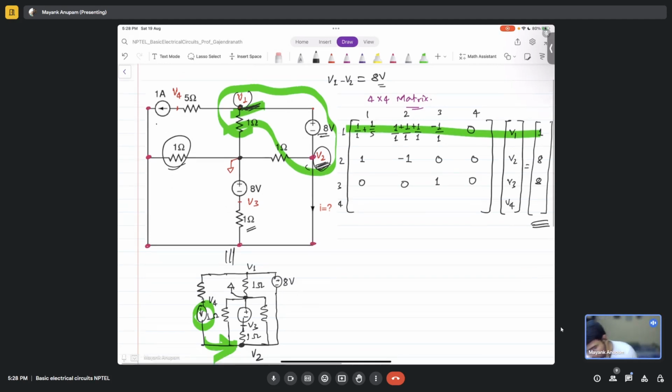Now coming to the fourth node. Tell me, what will be the KCL for this? I mean, how should I fill the entry here?